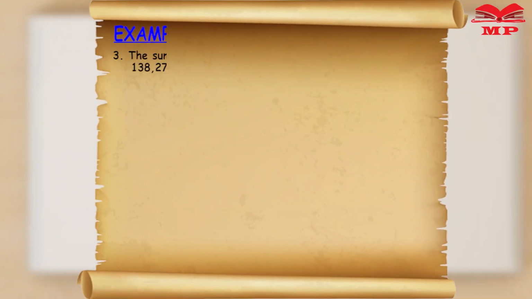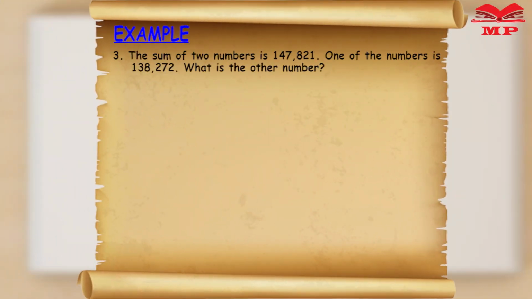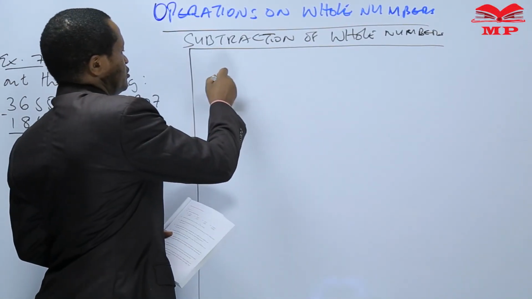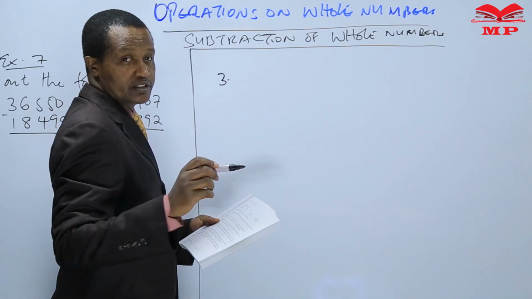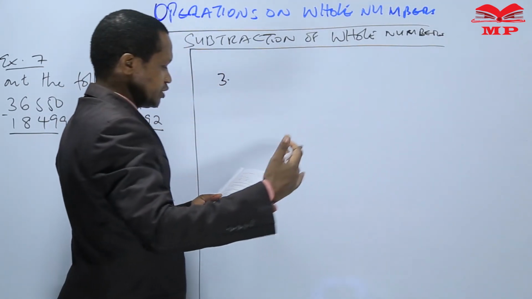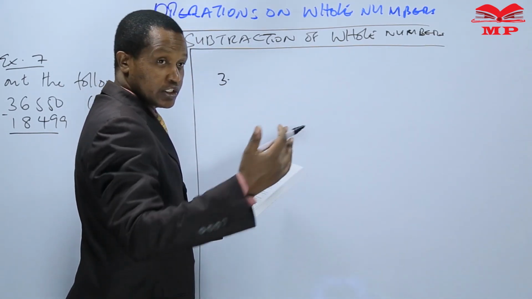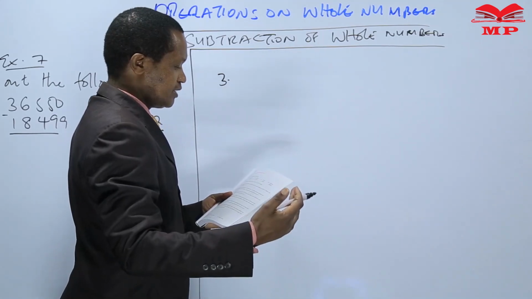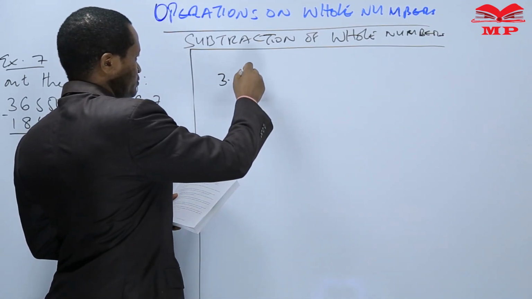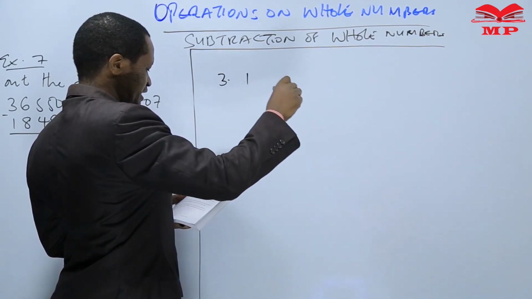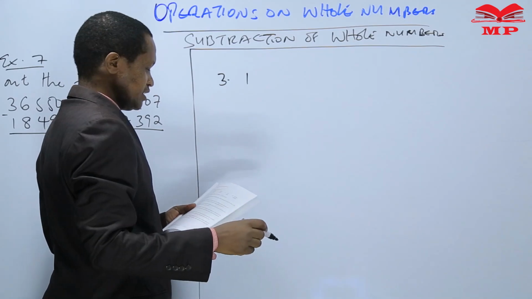We are told the sum of two numbers is 147,821. This is question 3. The sum of two numbers. That means when you add two numbers, you get 147,821. Those are two numbers. One of the numbers is 138,270. So what is the other number?